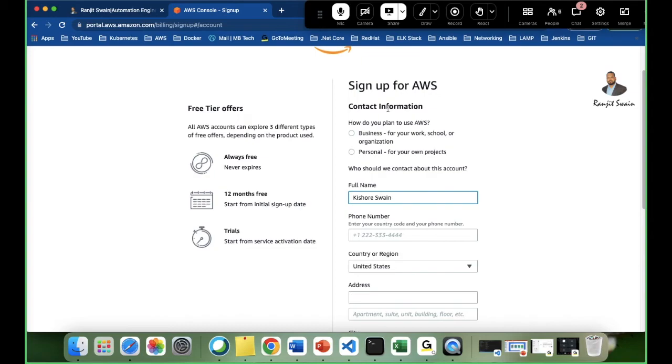So here is the contact information: how do you plan to use AWS? Never use it for business, because then it will not be free. So here the free tier offers.